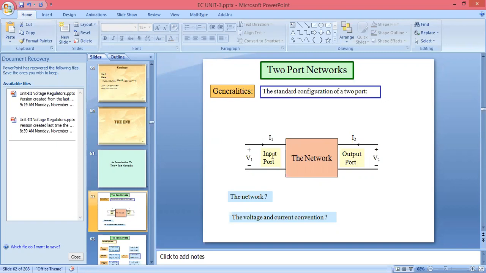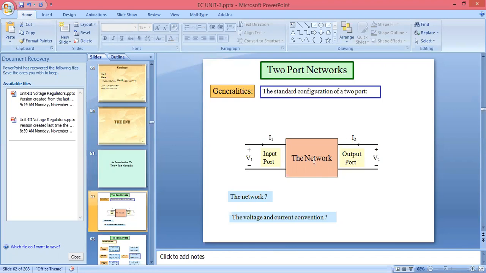We can calculate the current flowing through the input port. We can call that current I1. We can calculate the voltage across the input, that will be denoted by V1. We can calculate the voltage across port 2. We can say that voltage is V2. The current flowing through the output port will be I2.